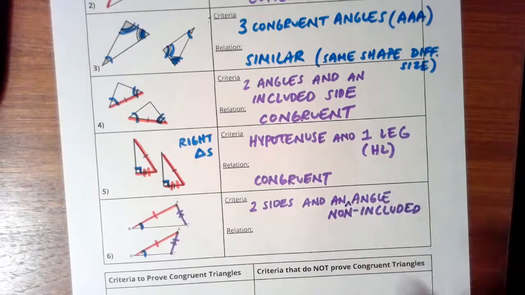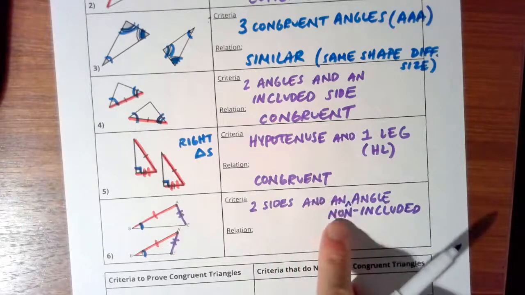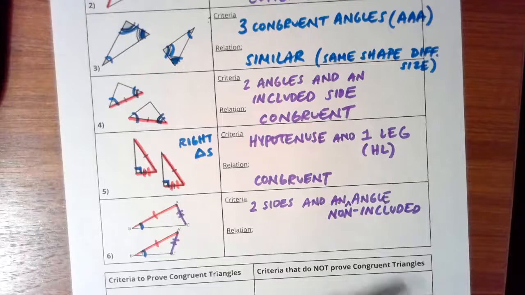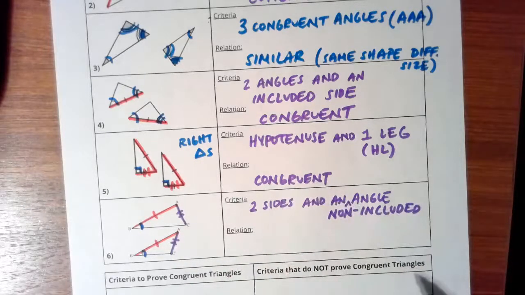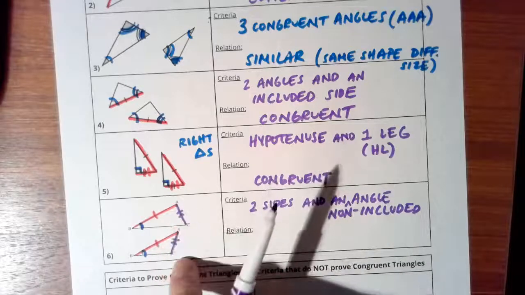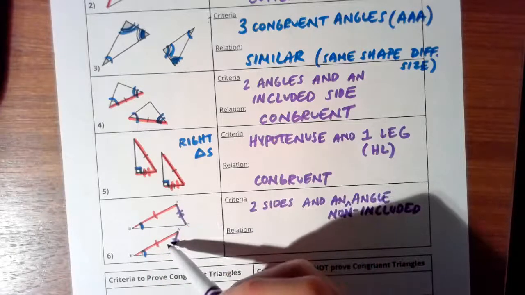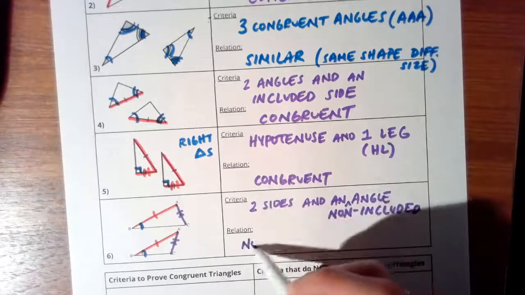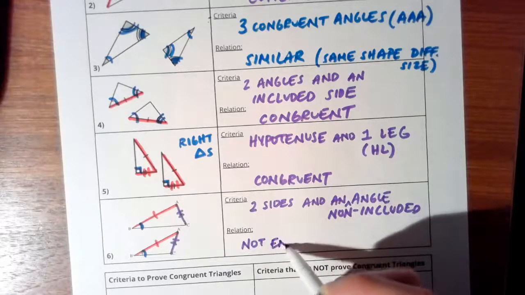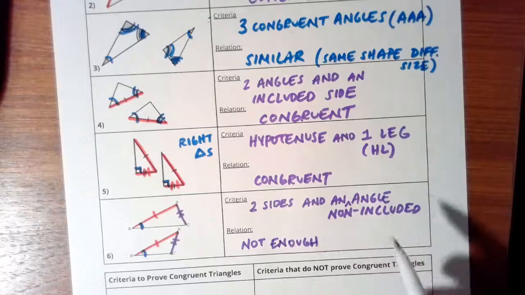Sorry, I meant to put that in there. Two sides and a non-included angle. And when that's the case, it's not necessarily congruent. You can see from these two triangles, right, that these are not the same triangle. So we'll say not enough information. We cannot conclude that the triangles are congruent.